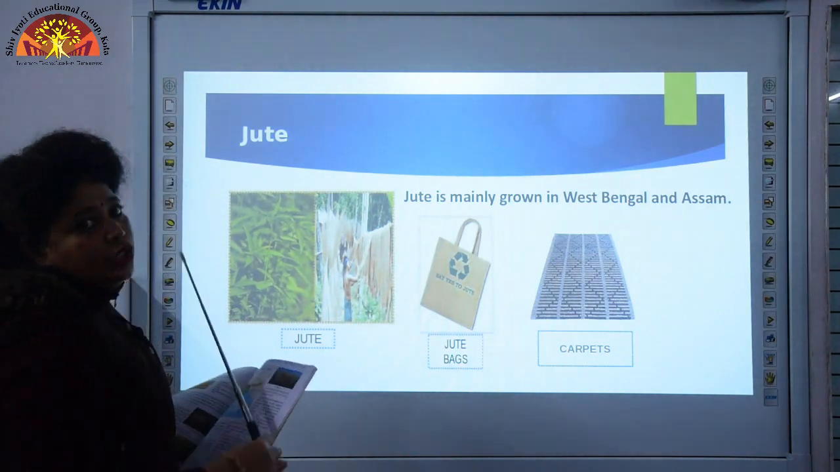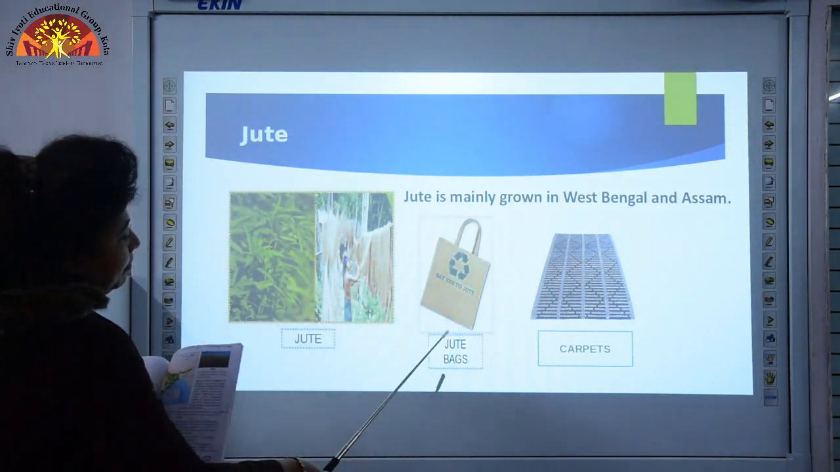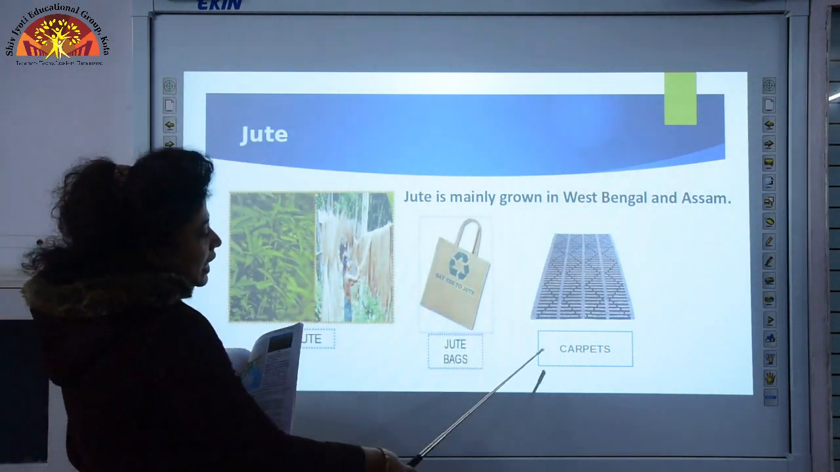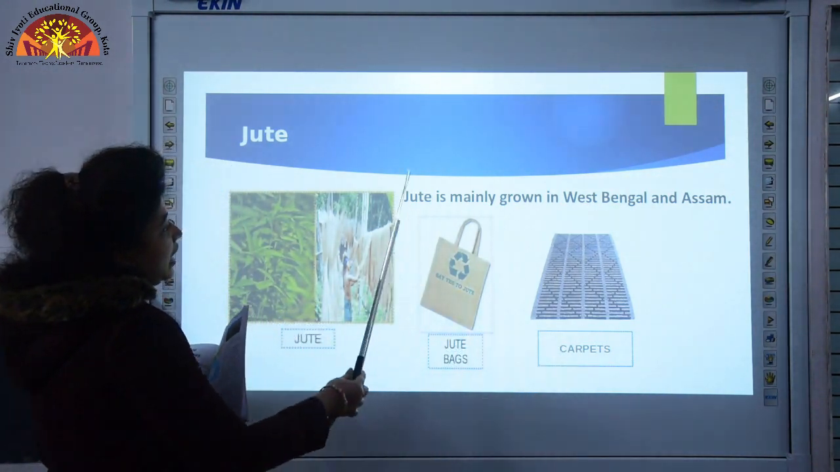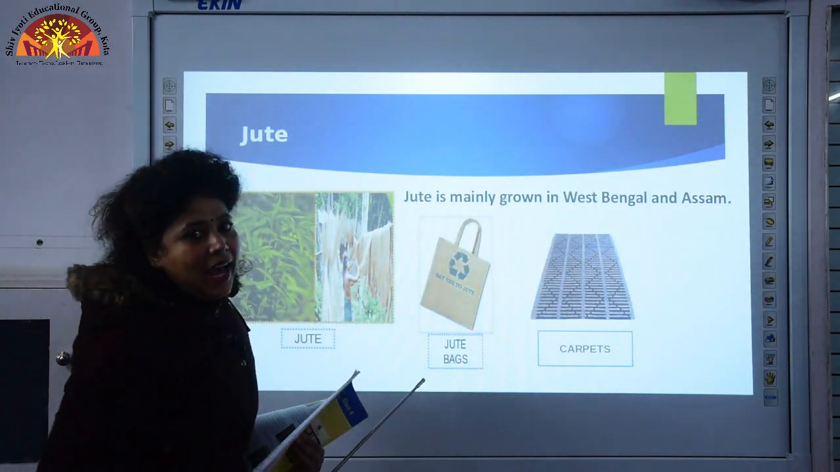Like cotton, jute is also used in making clothes. So, jute is mainly used in making jute bags, carpets and clothes and jute is mainly grown in the states of West Bengal and Assam.